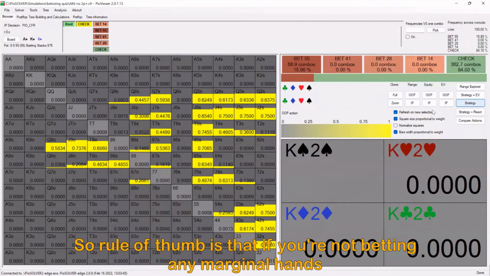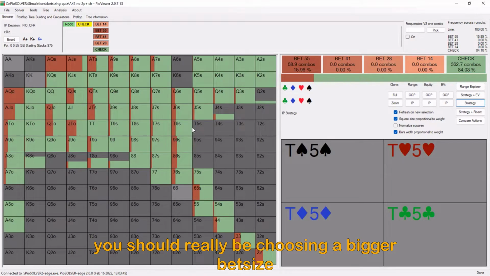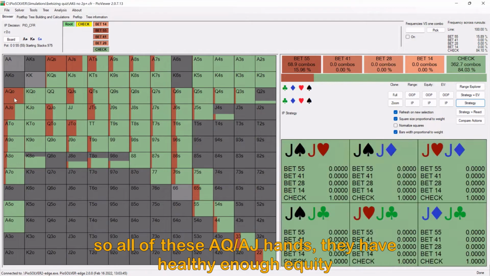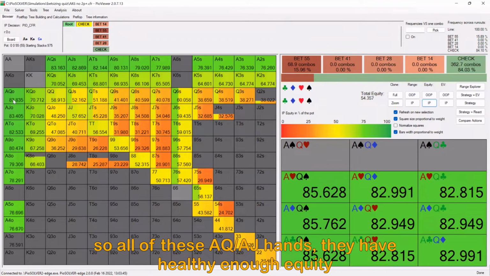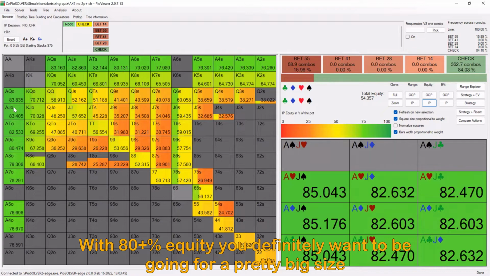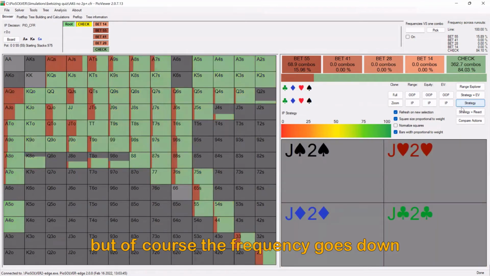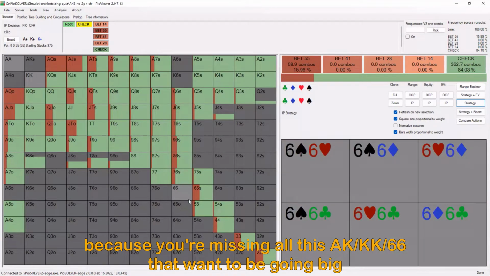So rule of thumb is that if you're not betting any marginal hands, you should really be choosing a bigger bet size because your betting range is more polarized. So all of these ace queen, ace jack hands, they have like healthy enough equity, you know, with like 80 something percent equity. You definitely want to be going for a pretty big size. Probably it's okay to even make like a small overbet, but of course the frequency goes down because you're missing like all this ace king and pocket kings, right? Sixes that want to go big.